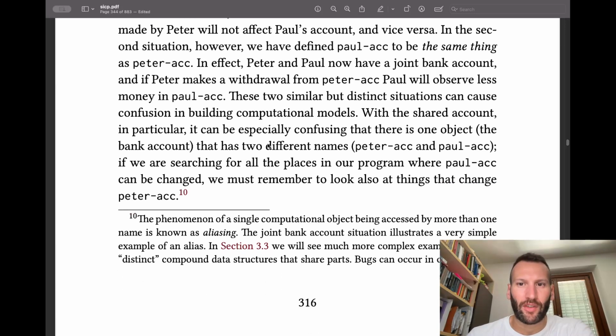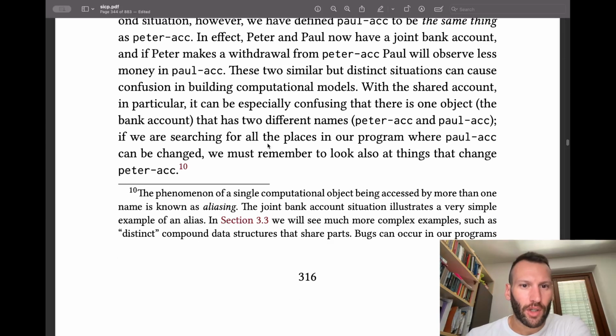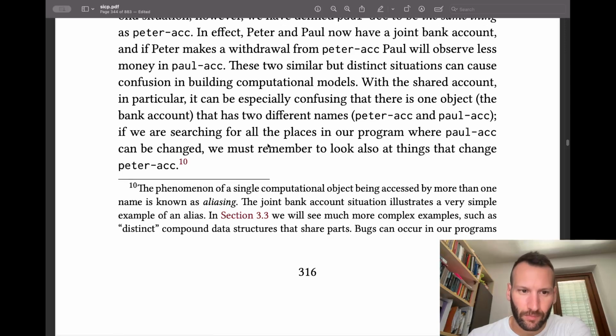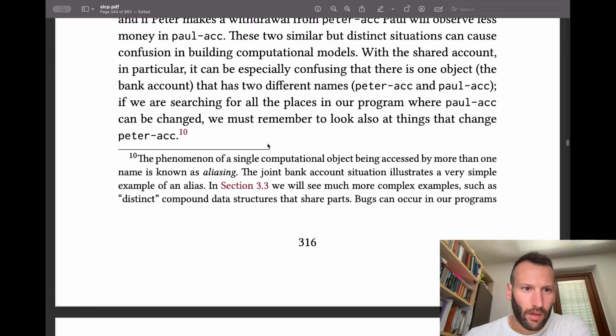These two similar but distinct situations can cause confusion in building computational models. With a shared account in particular, it can be especially confusing that there is one object, the bank account, that has two different names, that is Peter-acc and Paul-acc. And if we are searching for all the places in our program where Paul-acc can be changed, we must remember to look also at things that change Peter-acc. The phenomenon of a single computational object being accessed by more than one name is known as aliasing.